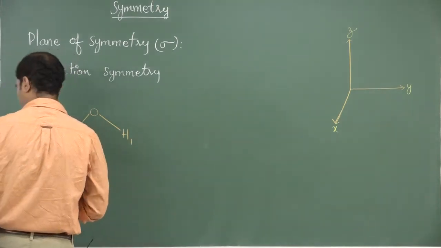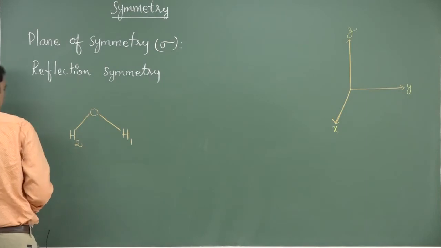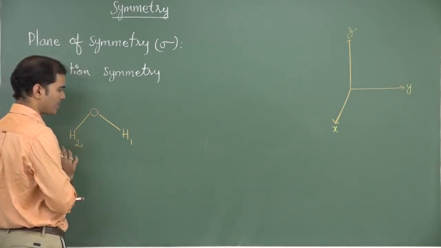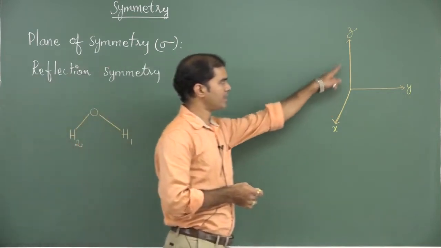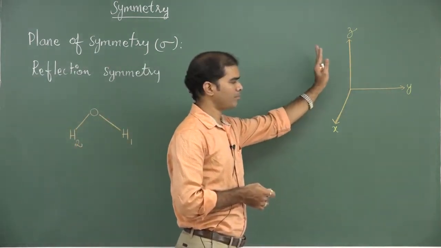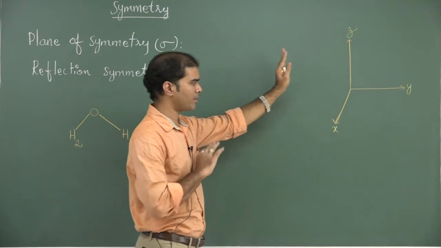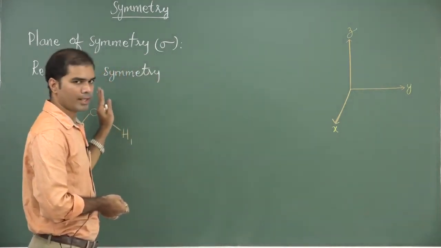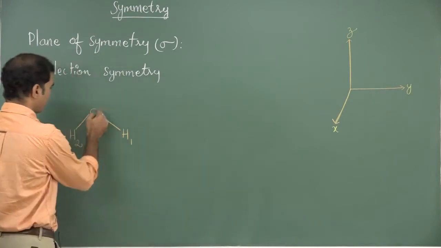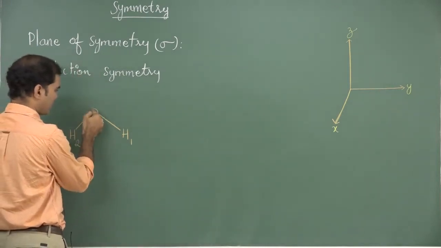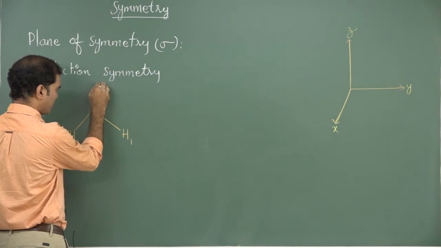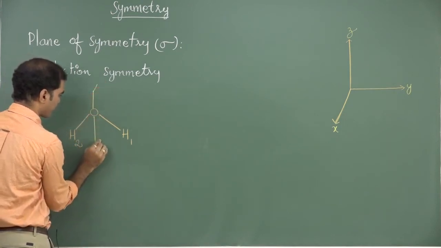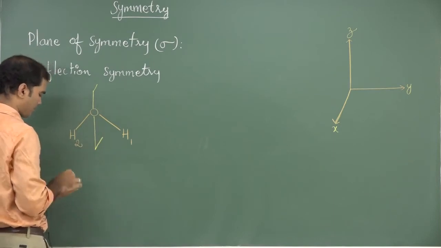Right, now I am showing a water molecule. What we do is we are trying to pass a plane which is a XZ plane. So this is the plane that I am trying to pass. We will also check it with some other planes whether they are present or not, but in the beginning let us try to pass an XZ plane. The center of the molecule is with oxygen, so I am passing a plane. This is that plane.